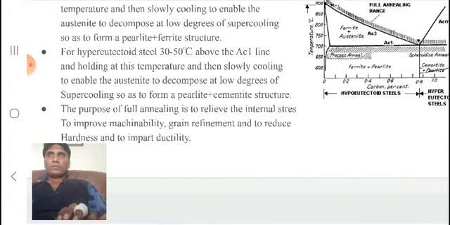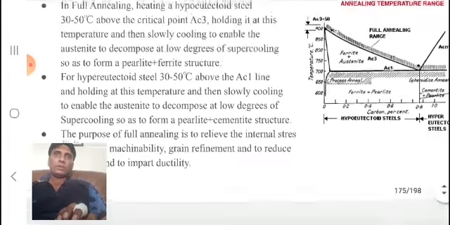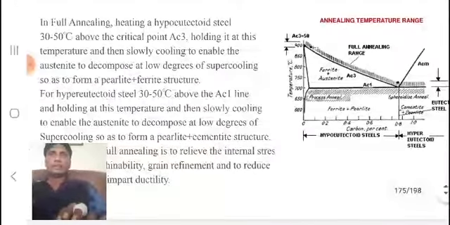So the purpose of full annealing is to relieve the internal stresses, to improve machinability and for grain refinement, and to reduce hardness and to impart ductility. So the main purpose of full annealing is to relieve the internal stresses, to restore ductility and for grain refinement. So that is the main purpose of full annealing.